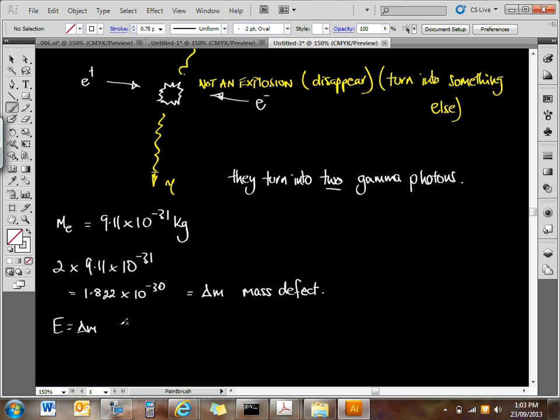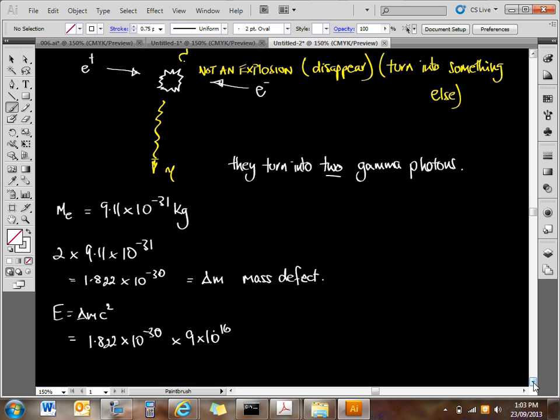Energy is equal to mass defect times c squared. Yeah, so they've got their own kinetic energy, don't they? And we're only looking at their mass in this case. That's beyond the scope of this course. A little bit too complicated. By 10 to the power of minus 30 times by c squared, 1.6, 9 times 10 to the 16.